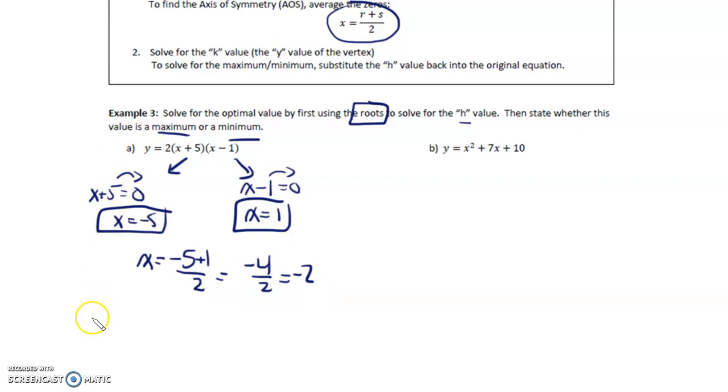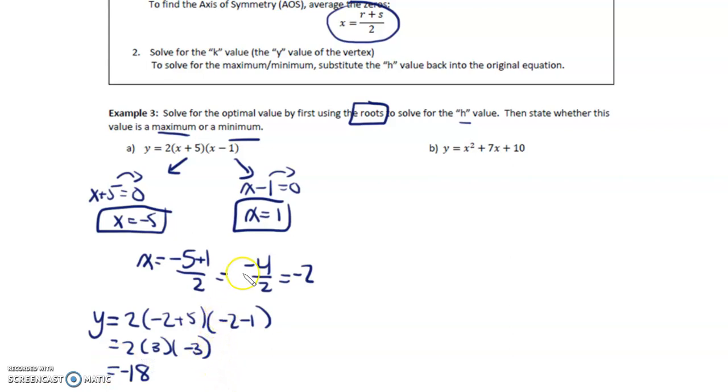Now let's set that negative 2 right back into the original. y equals 2, negative 2 plus 5, negative 2 minus 1. Okay, so we get 3 and then negative 3, which is negative 9, negative 18. Okay, so our vertex is going to be negative 2, negative 18, and we have an optimal value of negative 18. This is going to be a minimum because the leading coefficient here is 2, so it opens up. So we have a min at negative 18.